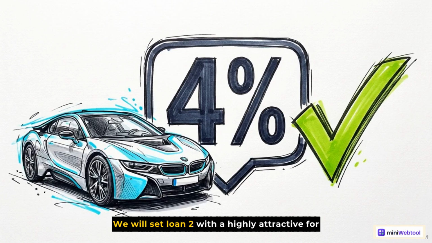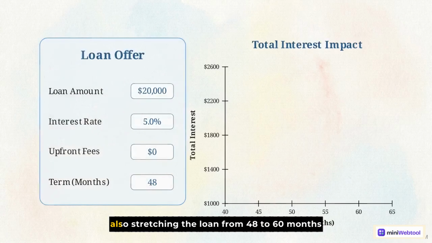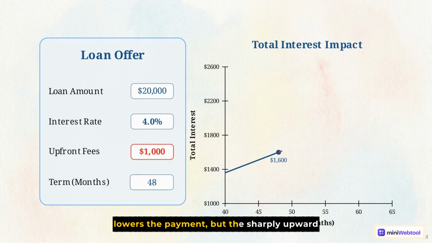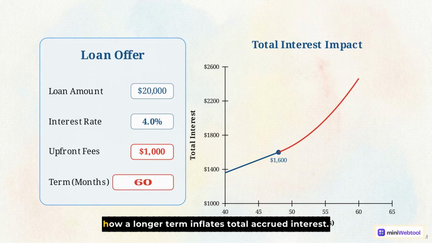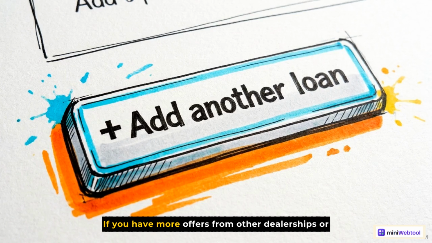We will set loan 2 with a highly attractive rate. Also, stretching the loan from 48 to 60 months lowers the payment, but the sharply upward curving total interest projection line reveals how a longer term inflates total accrued interest. If you have more offers from other dealerships or banks, you can quickly populate 3rd or 4th scenarios by clicking the Add Another Loan button.